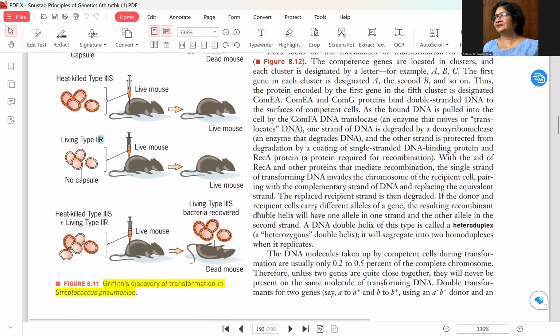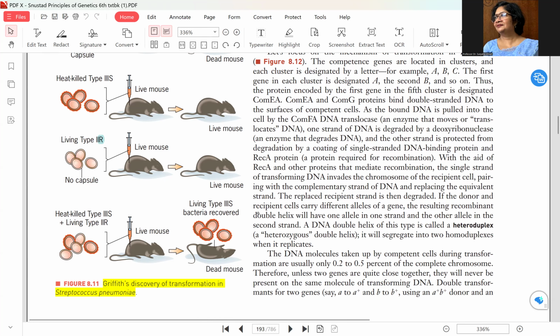So in summary, we can say that transformation is a process in which DNA is transferred from the environment into a bacterial cell. In the case of the heat-killed type 3S cells, because they were killed, they lysed, they released their DNA, and from that DNA, a fragment entered into the type 2R cells and entered into the host chromosome through the process of recombination. So transformation can actually transfer information from the environment into bacterial cells. And if the DNA is integrated into the host cell, then the property of the host cell can change.